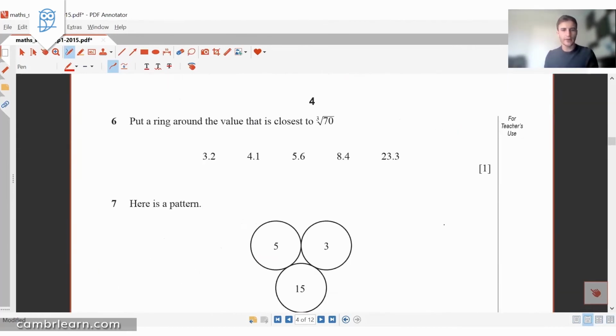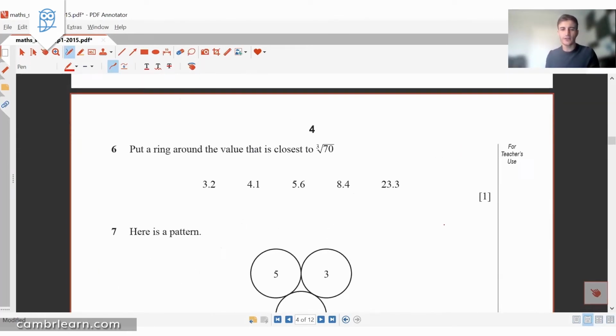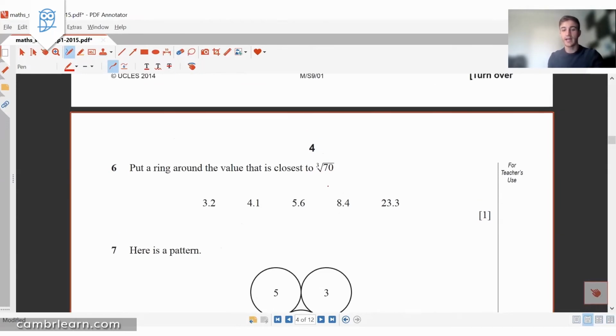Moving on. So put a ring around the value that is closest to the cube root of 70. Okay, how are we going to do this? They give me a bunch of decimal values. Okay. And we need to say which value is closest to the cube root of 70. So how can we actually determine this?